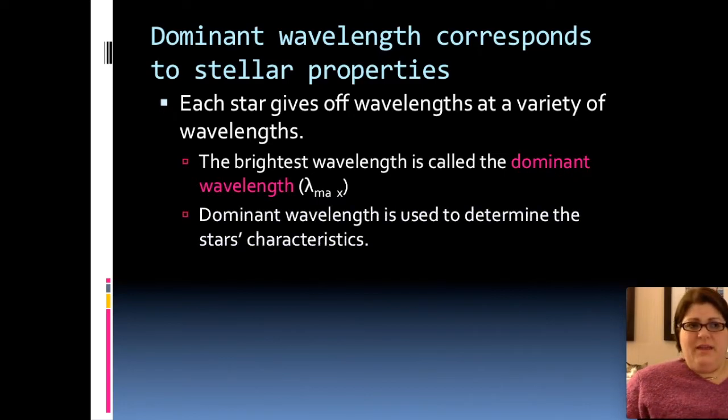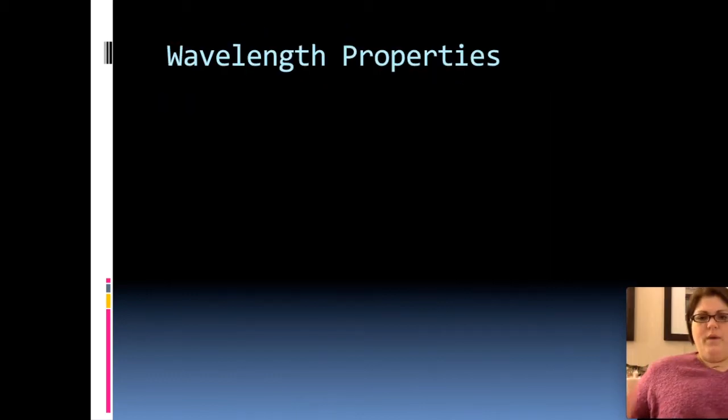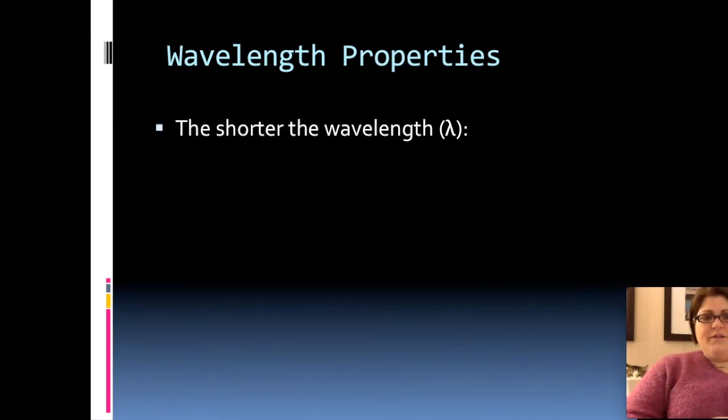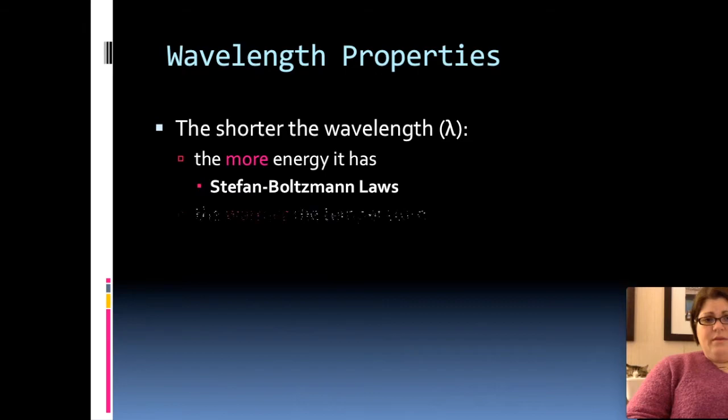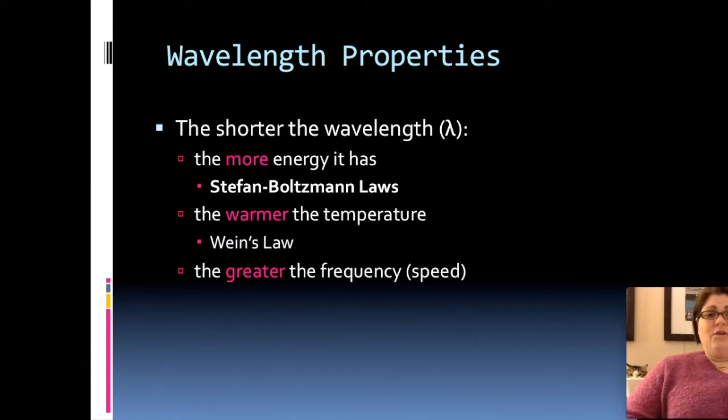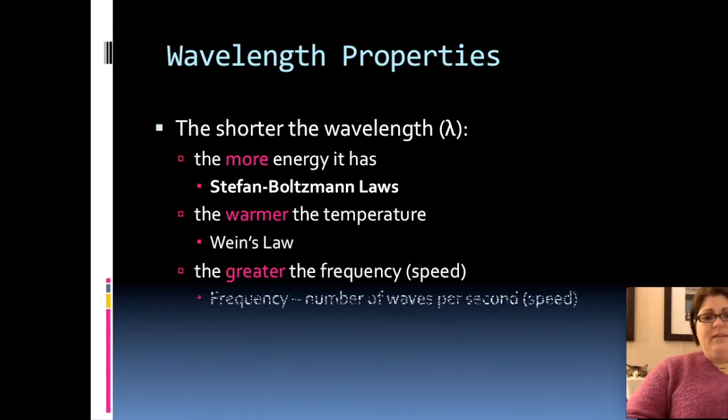The dominant wavelength then is used to describe the characteristics of the stars. For example, we can use the dominant wavelength to identify the surface temperature of stars. When we analyze the light, we see that the dominant wavelength corresponds to different characteristics that we have observed on Earth. Generally, we find that the shorter the wavelength, the more energy the wavelength is carrying, the warmer the temperature is that's associated with that amount of energy, and the greater the frequency. In other words, the faster the wavelength is moving. Frequency, just an FYI, is the number of waves per second. In other words, it's a method of describing how quickly the wave crests are coming.